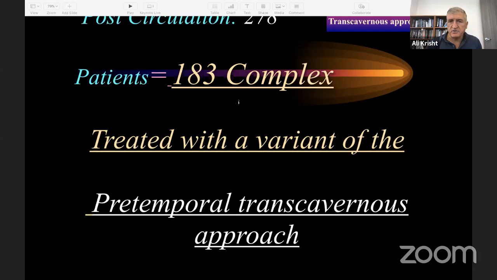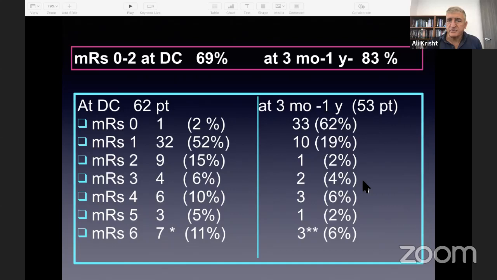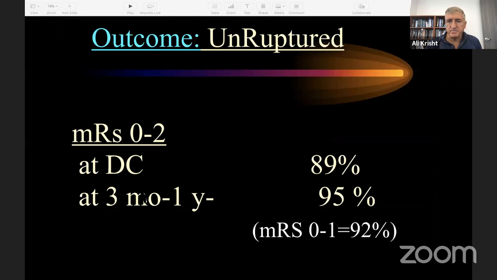This is now getting closer to 200 basilar apex aneurysms. The results are really good. The overall majority of patients of the ruptured group, 83%, have excellent outcomes and are independent. And the unruptured group, even better, 95% of these patients. With 0 to 1, which is fully functional, 92%.